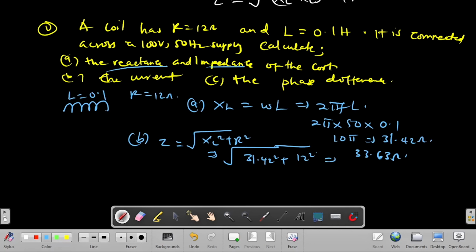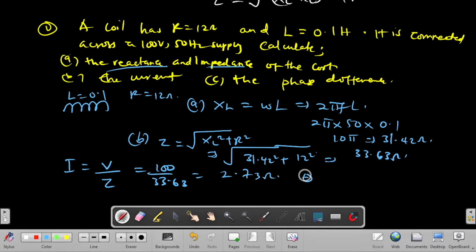Then next is to calculate the current. Remember our source is 100 volts. So my current is simply equal to my total voltage over the impedance: 100 over 33.63. That is equal to 2.97 amps. Now the phase difference.